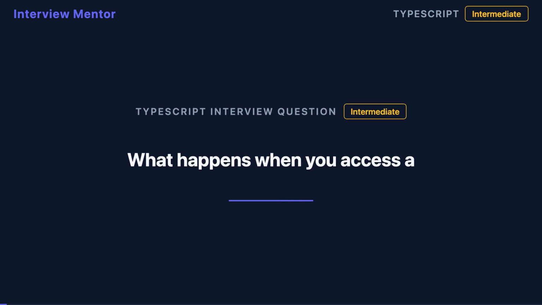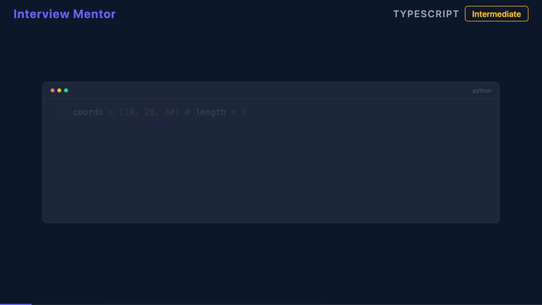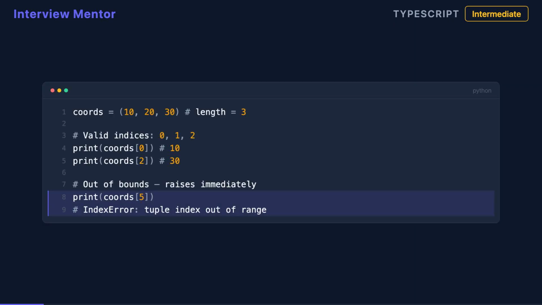You've got a tuple with 3 elements. What happens if you try to grab the 10th? In Python, accessing a tuple index that doesn't exist raises an IndexError, specifically "tuple index out of range." Unlike some languages that return null or undefined, Python fails loudly and immediately.